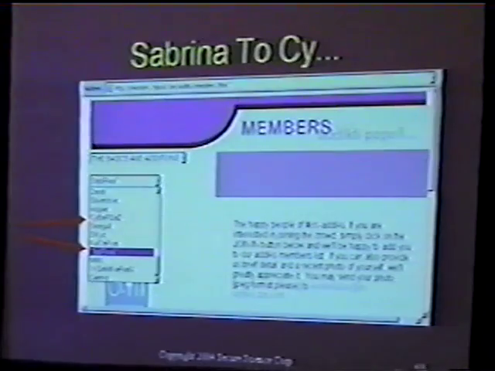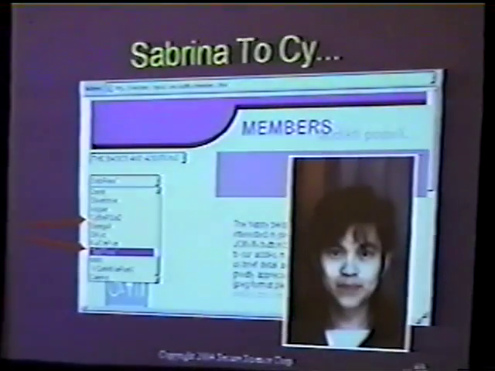By the way, who is Sabrina anyway? We don't know her actual name, but she took the handle Sabrina from the TV show Sabrina the Teenage Witch, the cartoon series, not the sitcom.